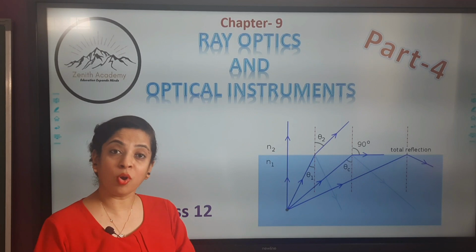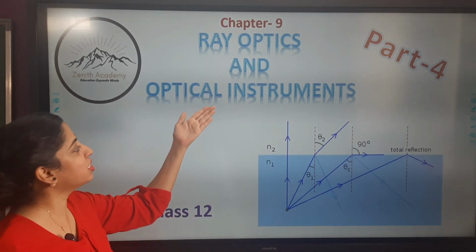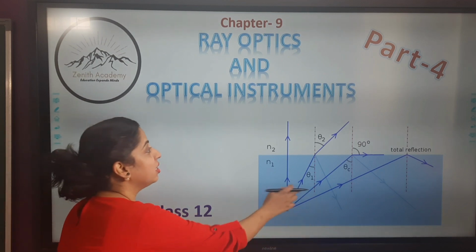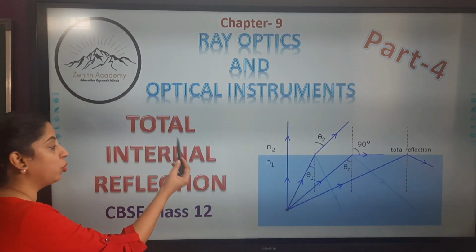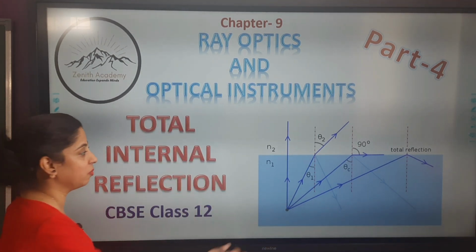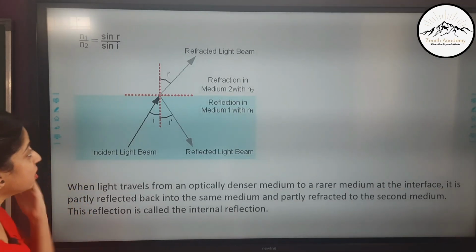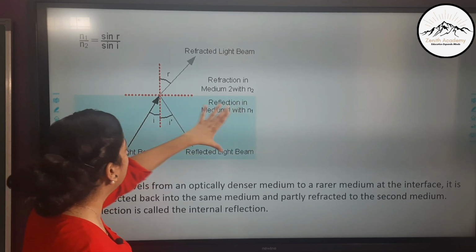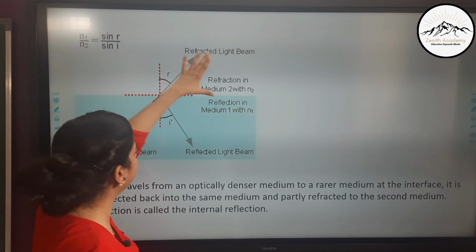We are on part 4 of the chapter Ray Optics and Optical Instruments for CBSE class 12. And in this part, we'll be talking about total internal reflection. So my dear students, can you see the diagram here? This is medium 1 and this is medium 2.